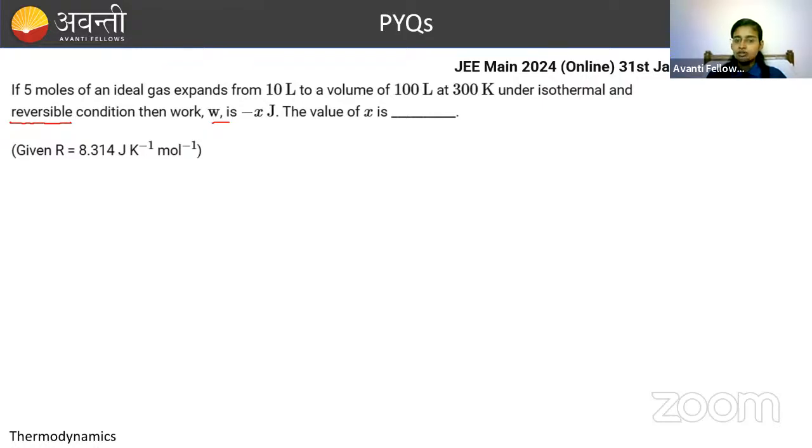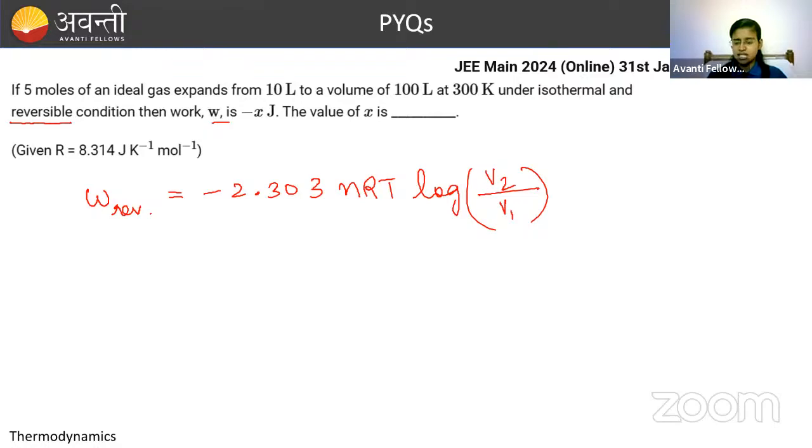So the formula to find out the work done in a reversible process is equal to minus 2.303 into nRT into log of V2 by V1, right? This is the formula for the reversible case. So it will be equal to minus 2.303 into number of moles. How many moles do we have? We have 5. And what is the R value? It is 8.314. And what is the temperature given in the question? It is 300 Kelvin.